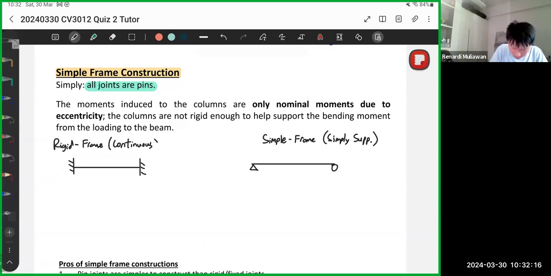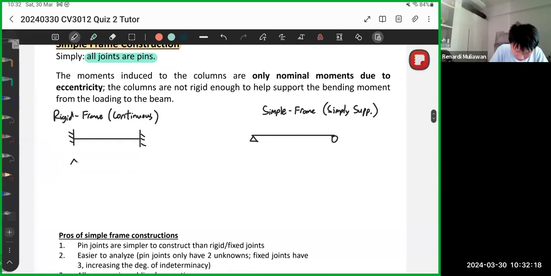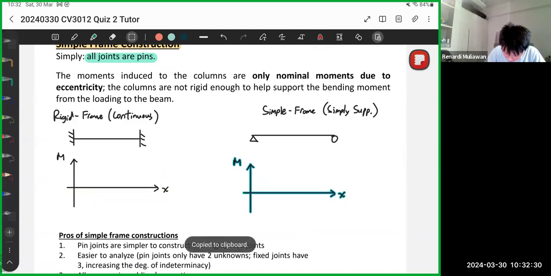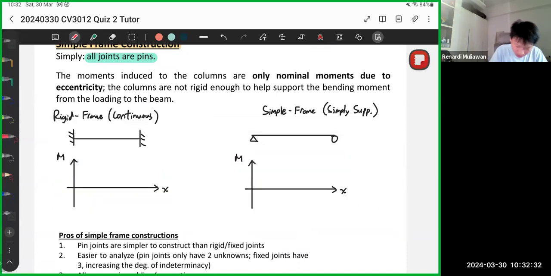Now if you plot your bending moment diagram, imagine this is your bending moment diagram. This is M, this is X. Let me copy that for the other case. So this one is your bending moment diagram. For the rigid frame construction, your BMD should look like this.